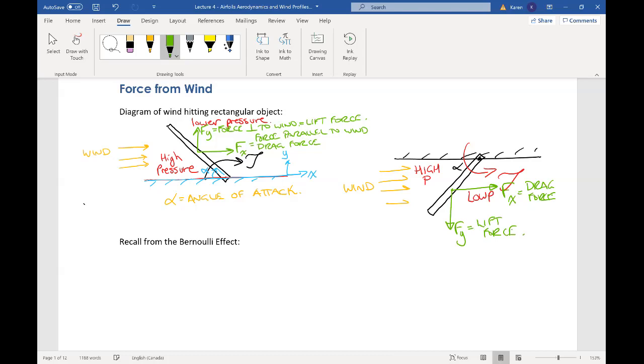And if you can imagine this rectangular object rotating around, it's going to be in different positions, say here and here and here, then the components of lift and drag are going to be different. They're going to be a different ratio to each other. There's going to be more drag force compared to lift force, or more lift force compared to drag force, depending on the angle of attack.